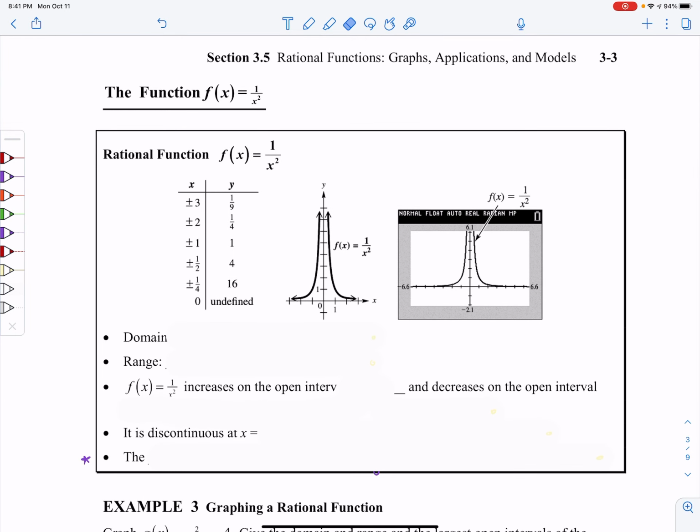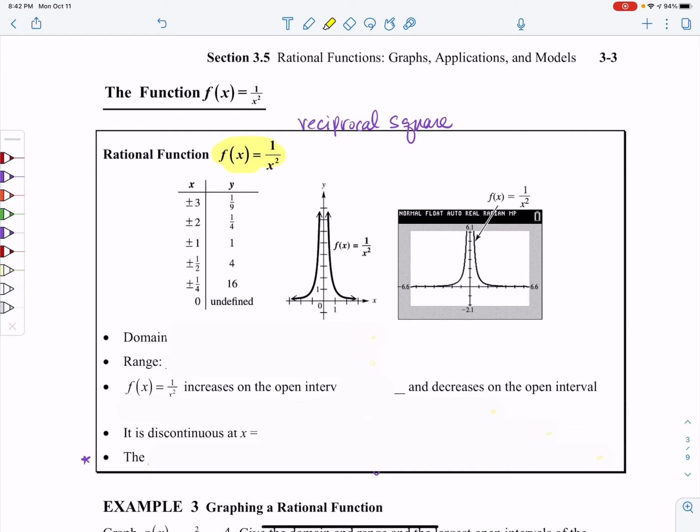And so the next parent, your textbook calls the rational function. I call this parent the reciprocal square function, because it looks exactly like the reciprocal function, except for the fact that the bottom, the denominator, is squared. And so that's the name that I use. The textbook uses the name rational function. You need to be familiar with both of those. My equation, as you can tell here, is f of x is equal to 1 over x squared.